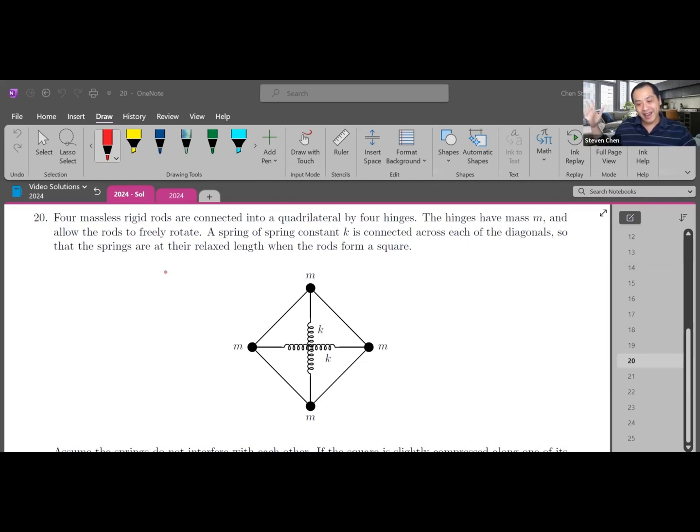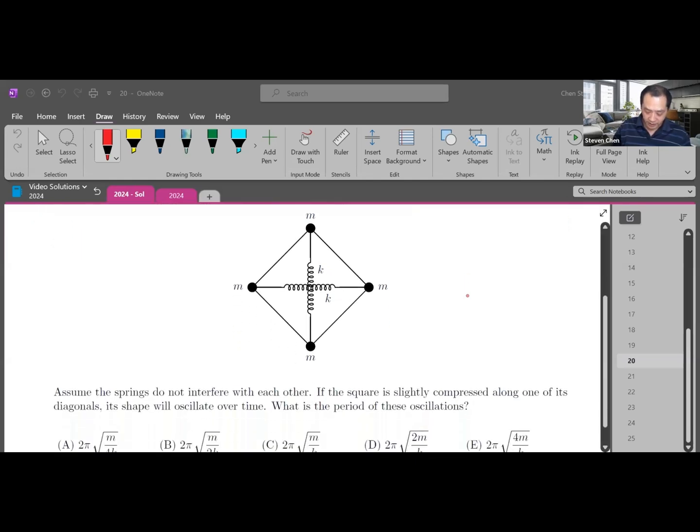For each pair of diagonal masses, they are connected by a spring with a spring constant K. When the system is in the square position, the spring is relaxed. Now we reshape the diagram from its equilibrium square position to some general rhombus position. Then after we release it, the system will oscillate, and we are asked to compute the oscillation period.